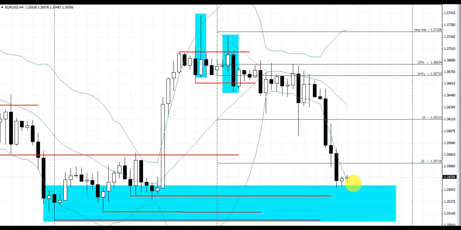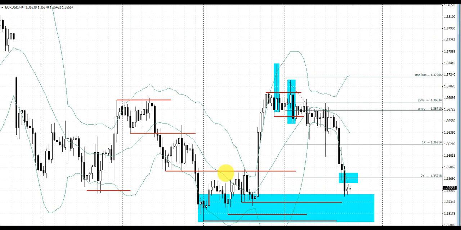Okay, our 2 times profit target was reached as the market moves down quite sharply, I might add, to the downside to retest this level of support that we marked earlier as an expected target for where the market was going to move to next.